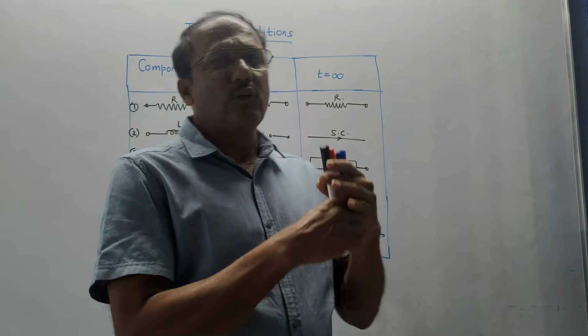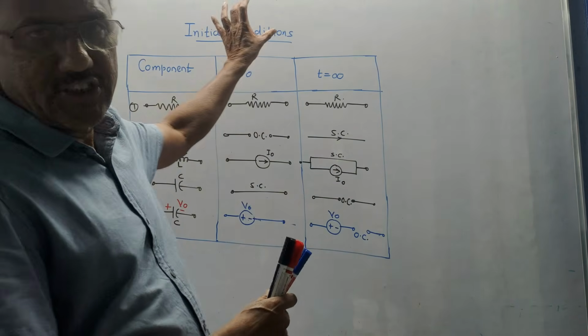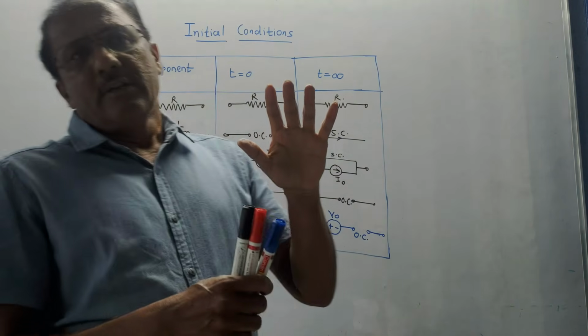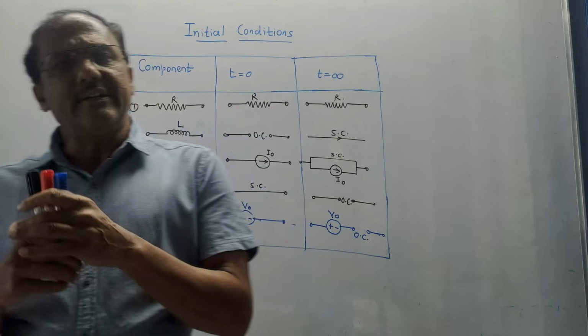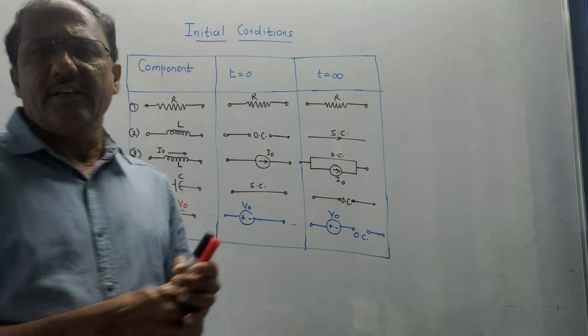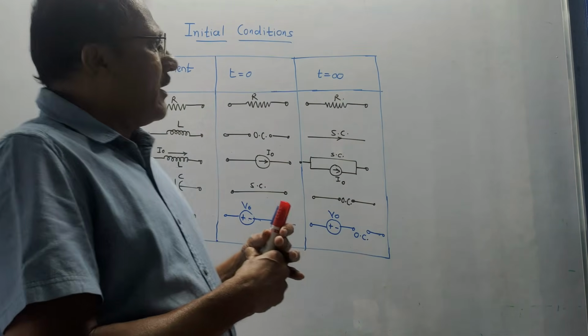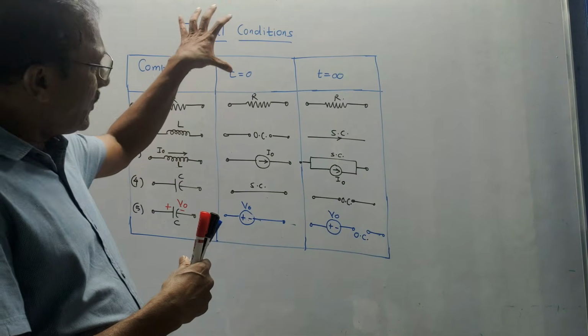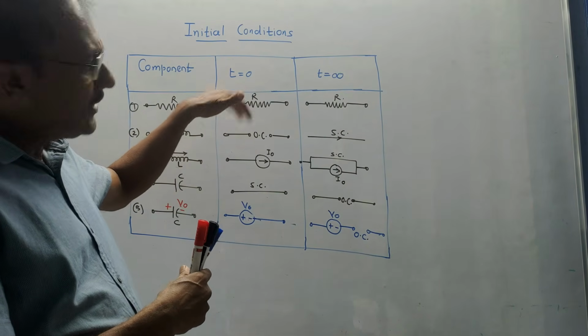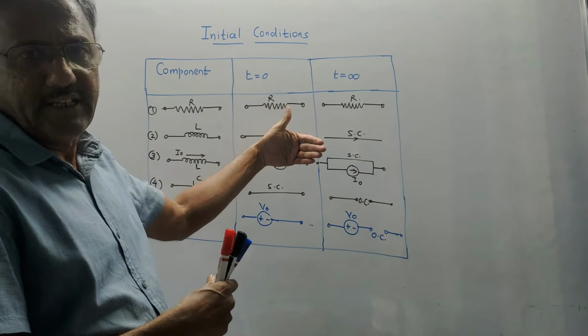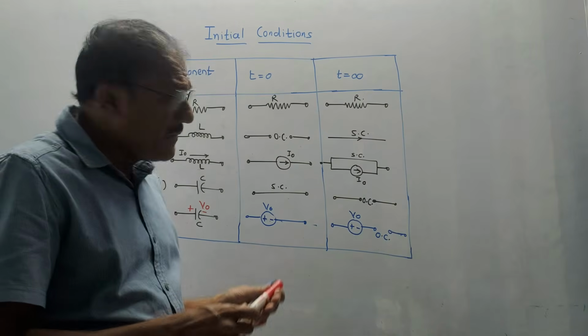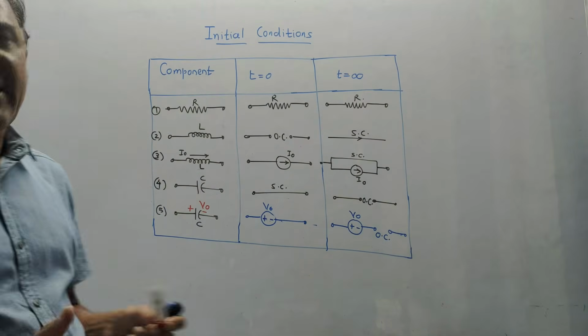Dear students, today's topic is initial conditions of a network. It is from the subject electrical circuits for second year ENTC students. Before talking about initial conditions and before solving the numericals related to initial condition, let me explain what you mean by initial condition.